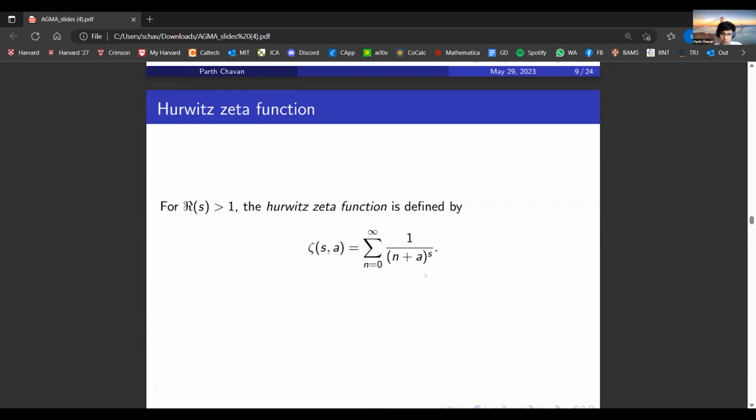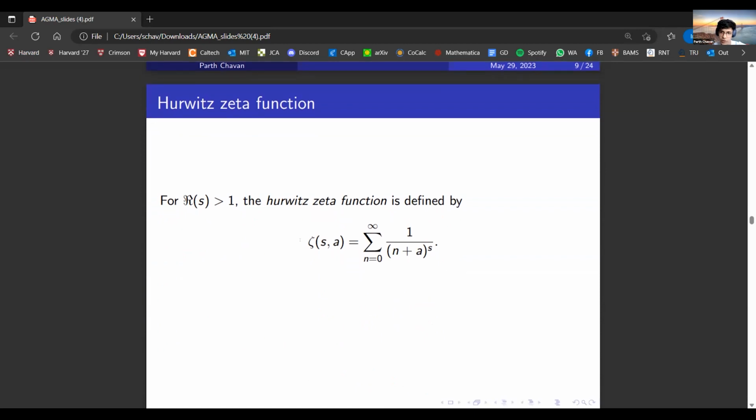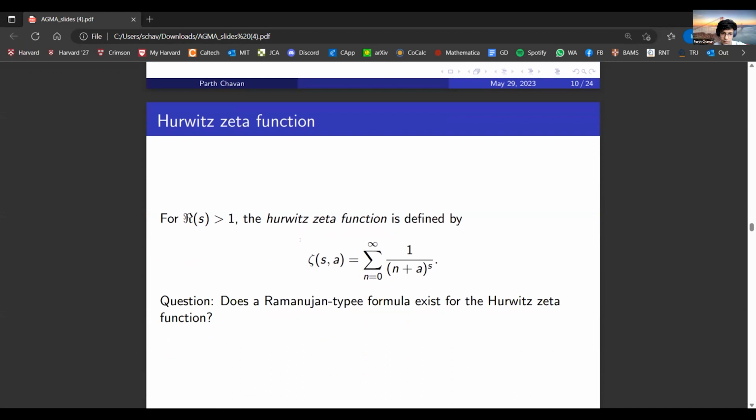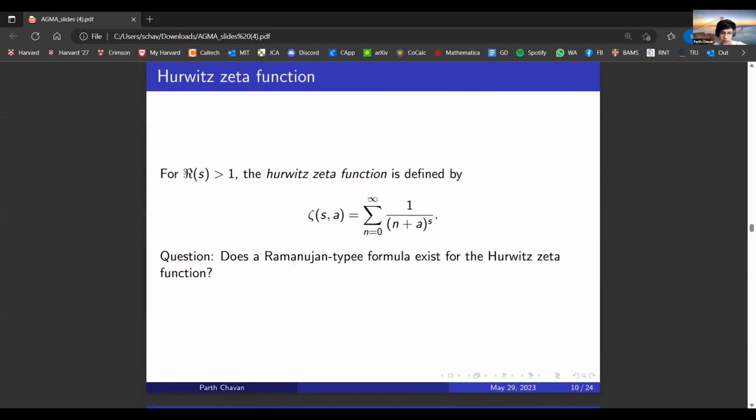We now introduce the Hurwitz zeta function. For real part of s greater than 1, the Hurwitz zeta function is defined by this infinite series, since it only converges for real part of s greater than 1. However, the Hurwitz zeta function can be analytically continued to the whole complex plane using contour integration techniques. It also has a simple pole at s equals 1, and apart from that, it is meromorphic and entire. Now, a natural question is to find the Ramanujan type formula for the Hurwitz zeta function. We answered this question in our paper and gave several Ramanujan type formulae for convolutions of Riemann zeta and Hurwitz zeta functions.